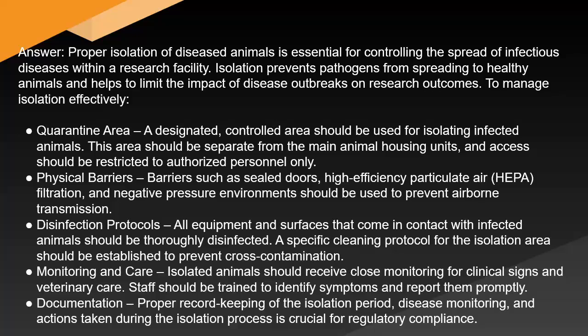Physical barriers. Barriers such as sealed doors, high-efficiency particulate air (HEPA) filtration, and negative pressure environments should be used to prevent airborne transmission. Disinfection protocols. All equipment and surfaces that come in contact with infected animals should be thoroughly disinfected. A specific cleaning protocol for the isolation area should be established to prevent cross-contamination.